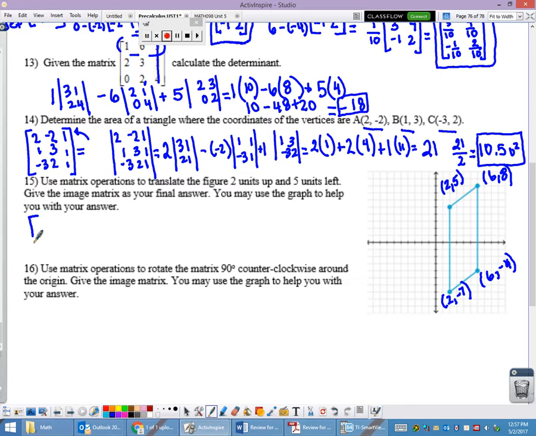So my original matrix that I'm starting with is going to be the x and the y value. X's are going to be my first row, y's are going to be my second row. So 2, 5, 6, 8, 6, negative 4, and 2, negative 7.